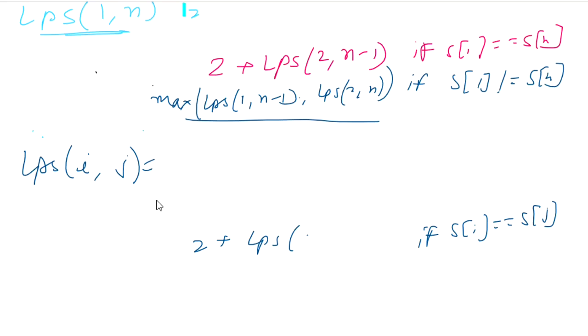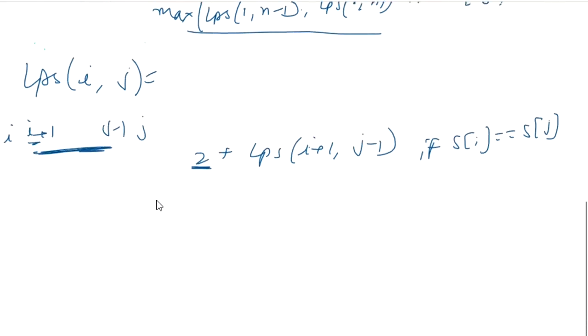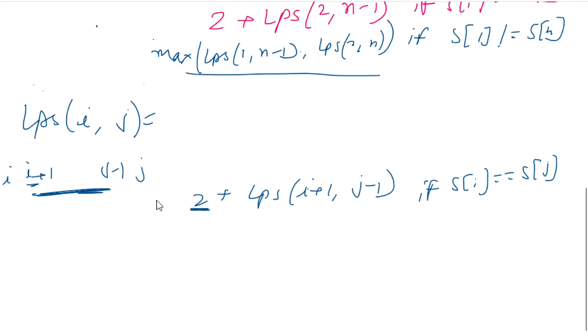So it should be LPS of i plus 1 comma j minus 1, because we are including the s[i] and s[j] characters in our subsequence, and then we just have to check in the reduced string, that is i comma j. So the reduced string will be i plus 1 until j minus 1, and otherwise we have to return the maximum of LPS of, in the first string which is possible, i comma j minus 1, and the second string which is possible is i plus 1 comma j.